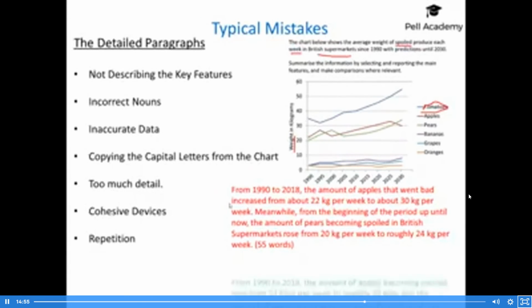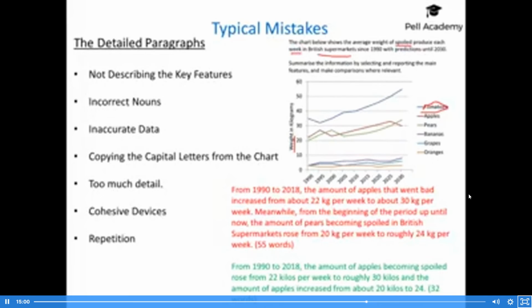So a remedy to this is just grouping your information. So here, from 1990 to 2018, the amount of apples becoming spoiled rose from 22 kilos per week to roughly 30 kilos, and the amount of pears increased from about 20 kilos to 24.